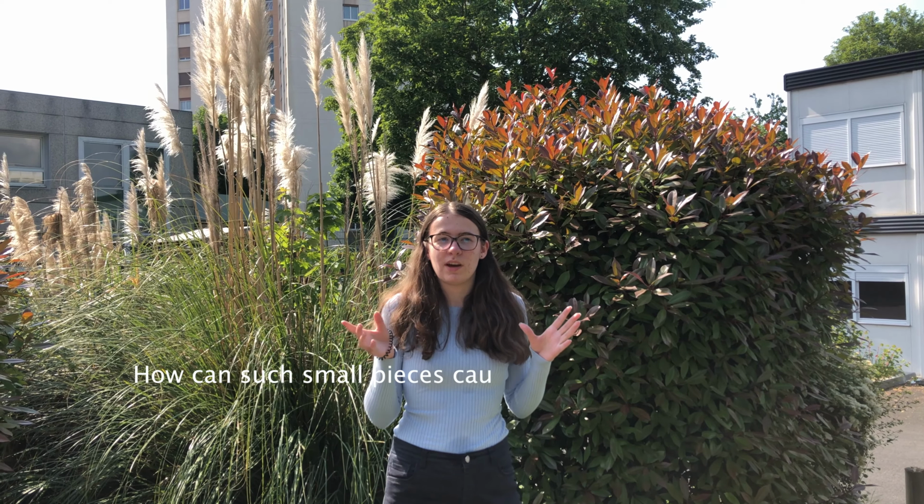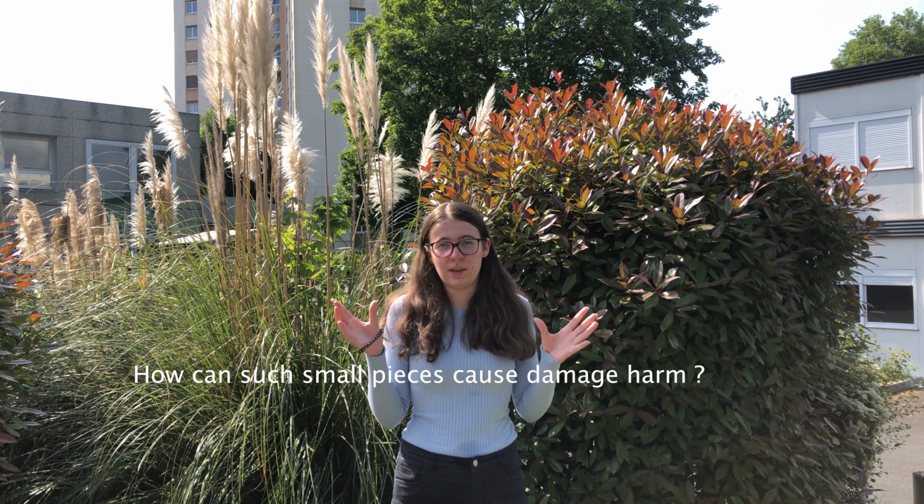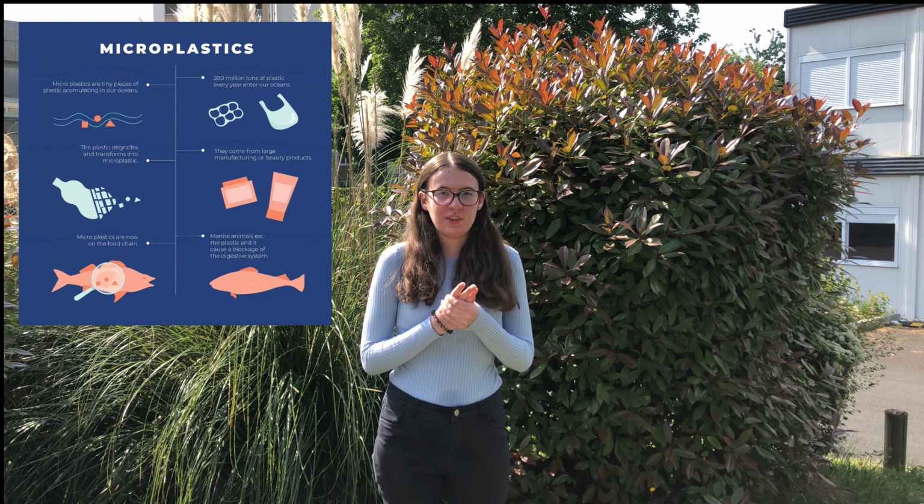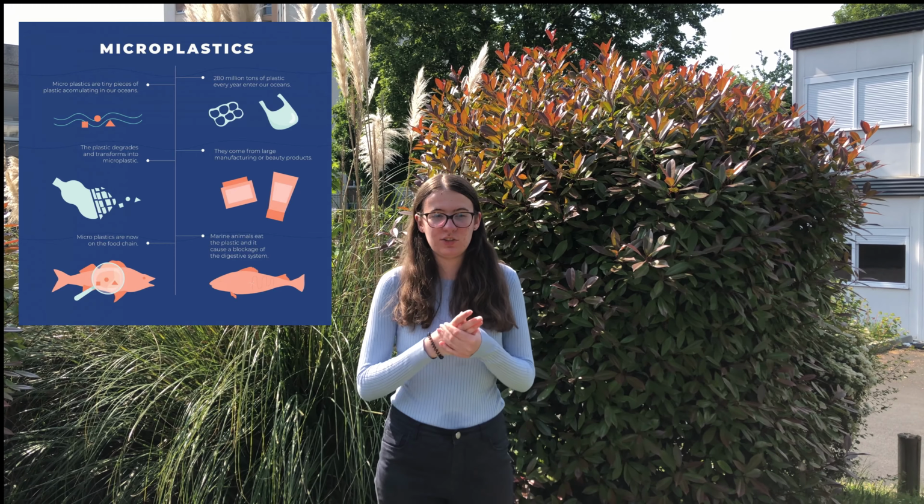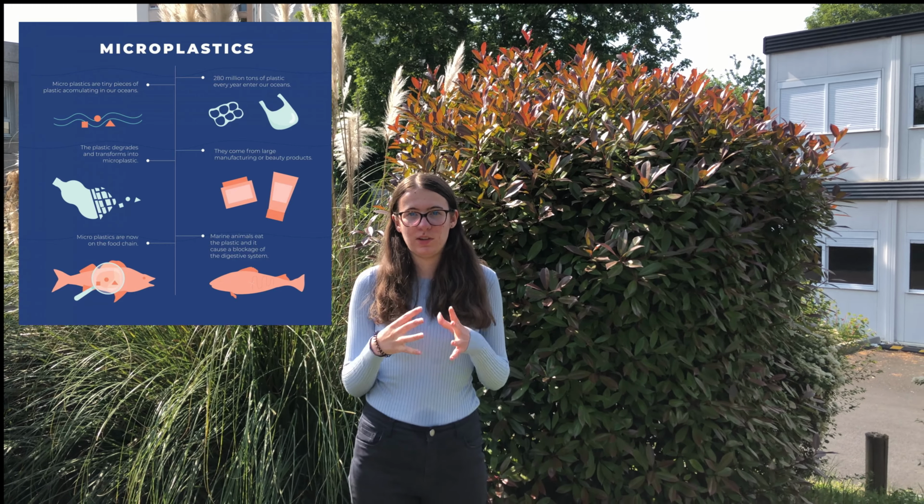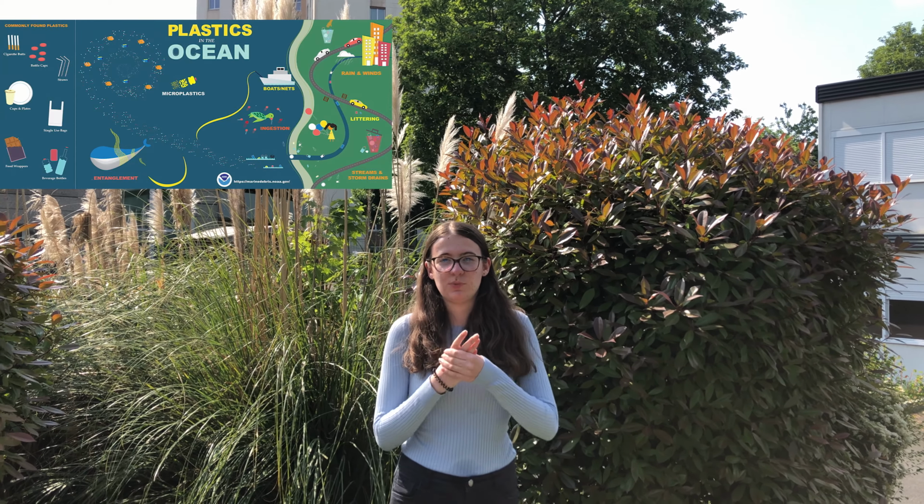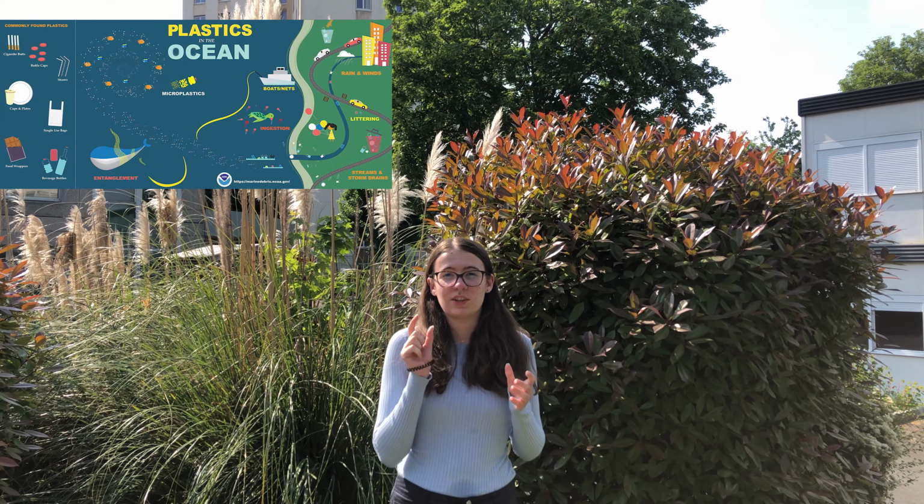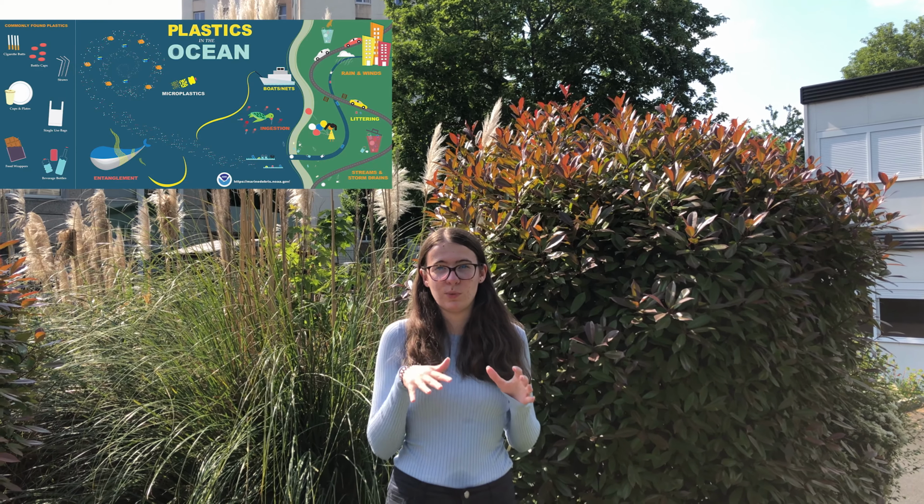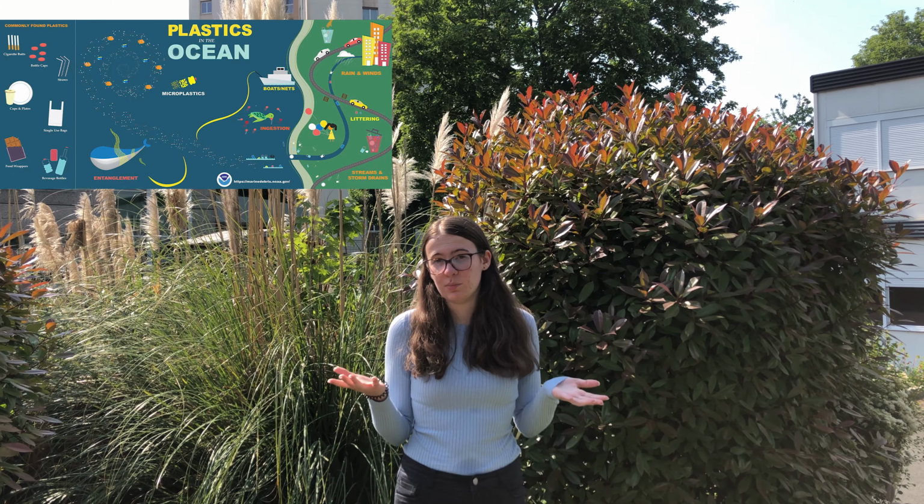So you may wonder, how can such small pieces cause that much harm? The microplastics find their way into the food chain and lead to the death of sea creatures as well as the deterioration of marine life. One of the main causes, as we said, is products that we use at home. The fragments are so small that they can pass through the water filtration system and end up in our oceans.